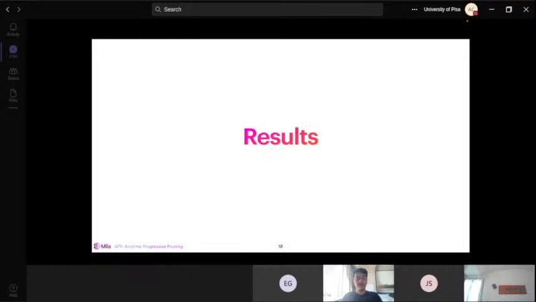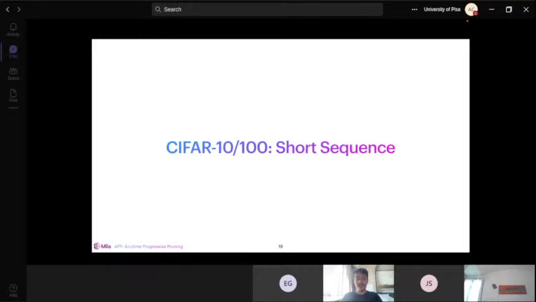Now, onto our results. So the results are divided into a few sections. First we'll look at short sequence ALMA, which is basically that the total stream has fewer megabatches, which in our case is 8 megabatches. And we'll look at the results for CIFAR 10 and CIFAR 100.